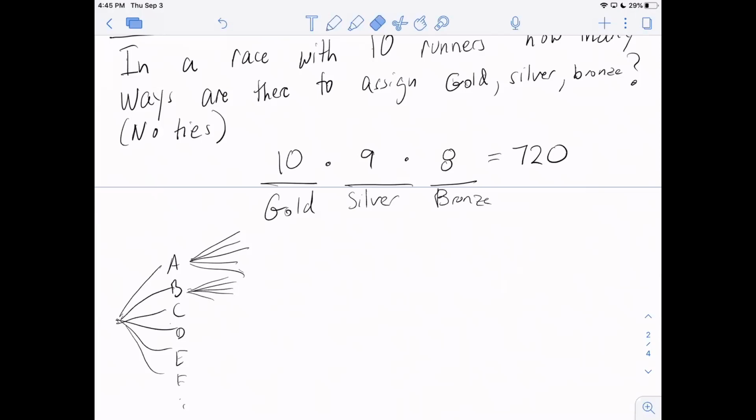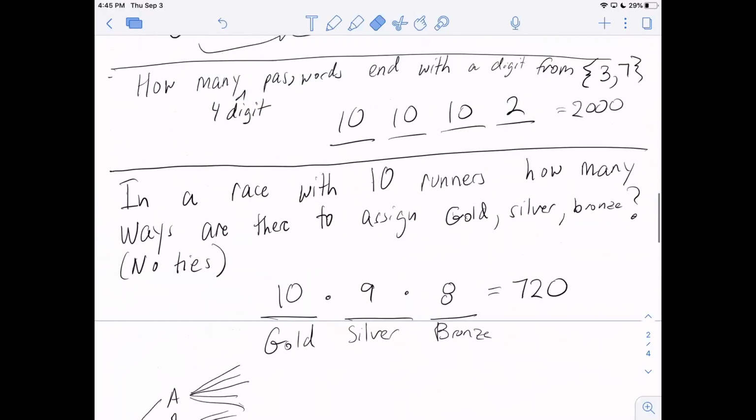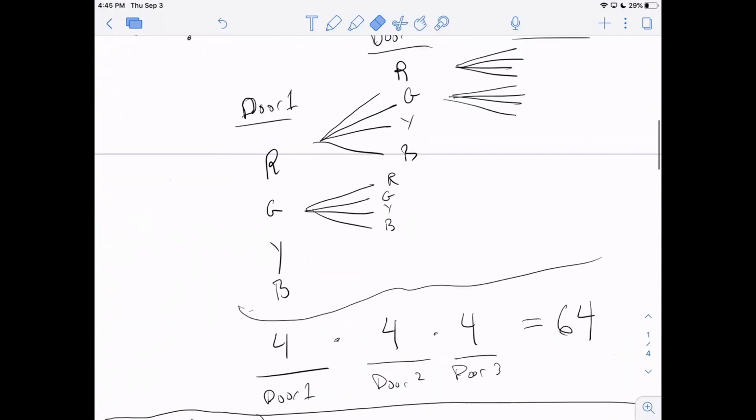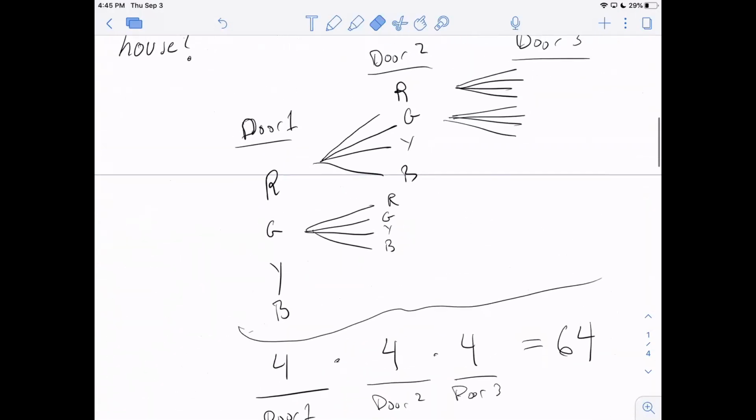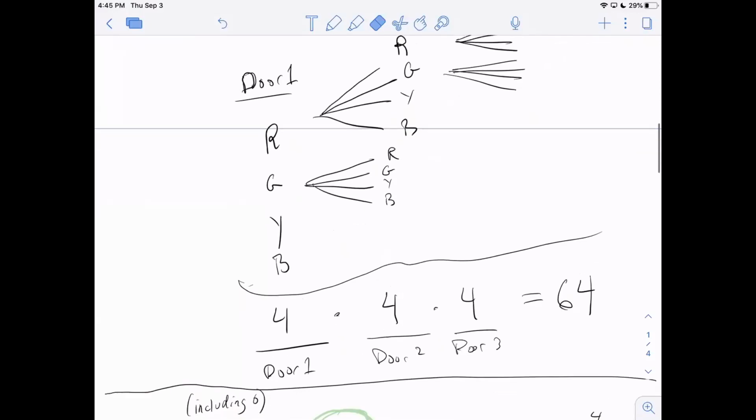Now let me ask a follow-up question to this one. So this is just 720. The answer here is very similar to what it would have been for the house problem if I told you that once you use a color, you can't use that color again. Then it would be 4 times 3 times 2. So keep that in mind.